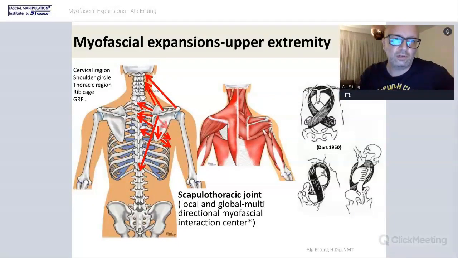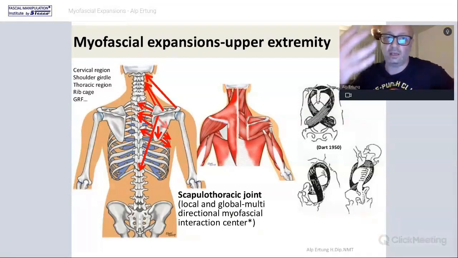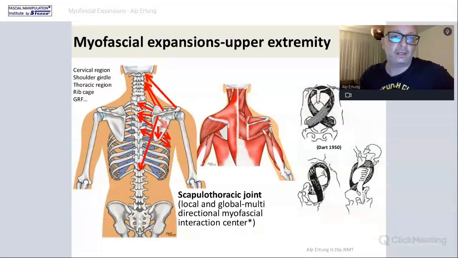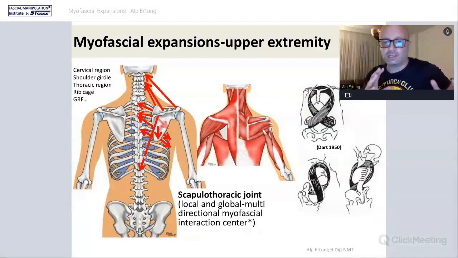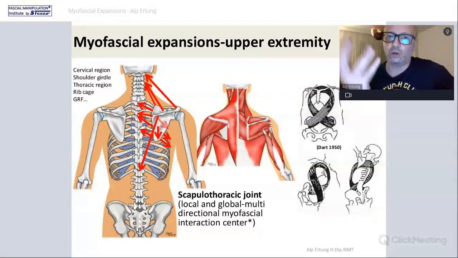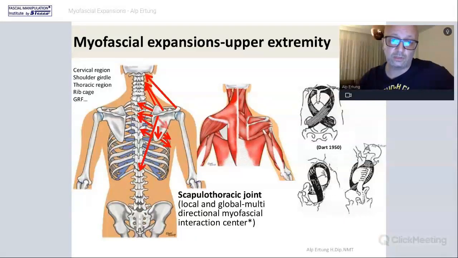So the cervical region can be affected because of a problem of the shoulder girdle. The thoracic region can be affected. The rib cage can be affected, or can affect other structures. And when we think about the body as a whole system, ground reaction force can affect all of them, and the lower extremity can affect all of them. So we have this kind of global point of view, connecting a lot of structures with each other. We also saw this model.